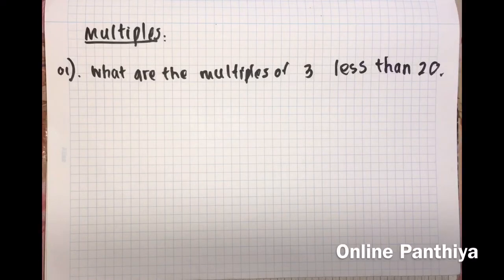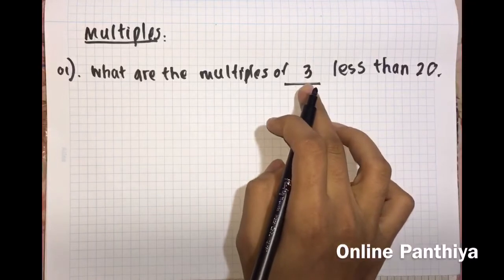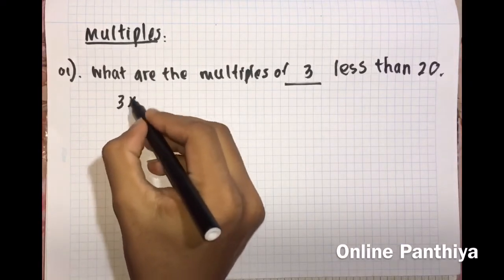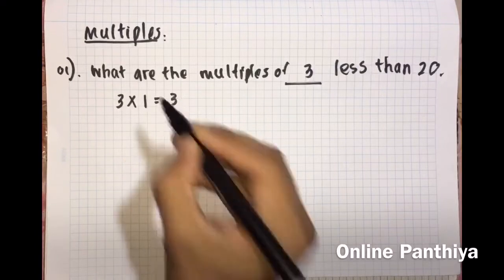Multiples means it is nothing new. It is just about multiplication. That means you are going to multiply. What are the multiples of 3? How do you start? Listen, very easy. You have to first multiply the number 3 by each number, starting from 1. That is 3 into 1. What is the answer? 3.